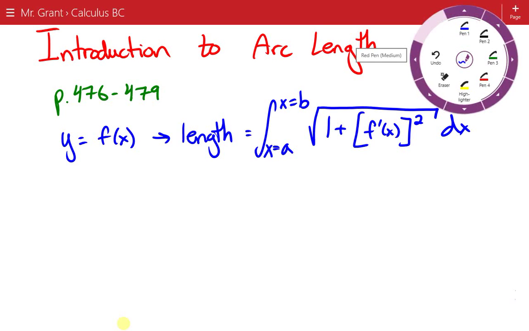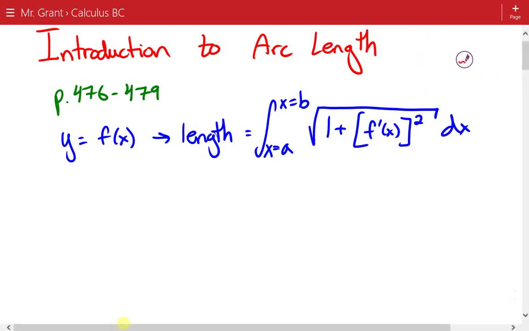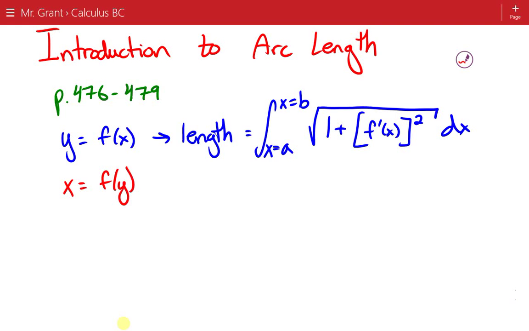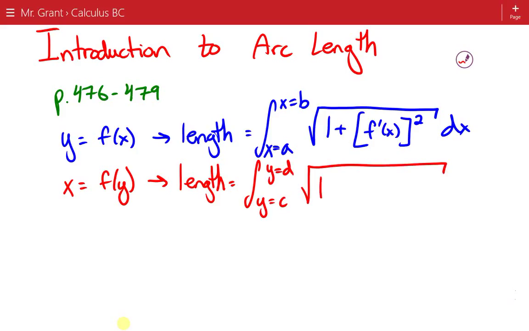Of course, in a similar vein, if you wanted to find the arc length of a function that was in the form x equals f of y, so x equals y this, y that, whatever, you would find your length by doing the integral from y equals c to y equals d of the square root of 1 plus, just take the derivative of the function, except your answer this time will have y, so we'll say f prime of y, and square it, dy.